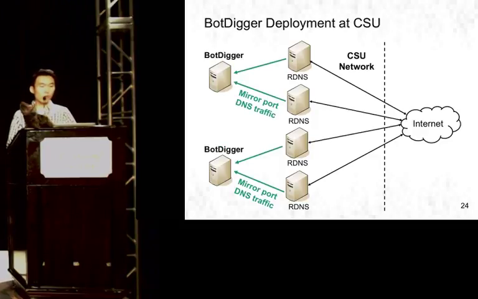Here is how we deploy this system at CSU. At CSU, we have 4 recursive DNS servers. For some technical limitations, not all of the traffic from these 4 servers can be mirror ported to the same box. So we run 2 separate boxes, and each of them has a BotDigger on it.